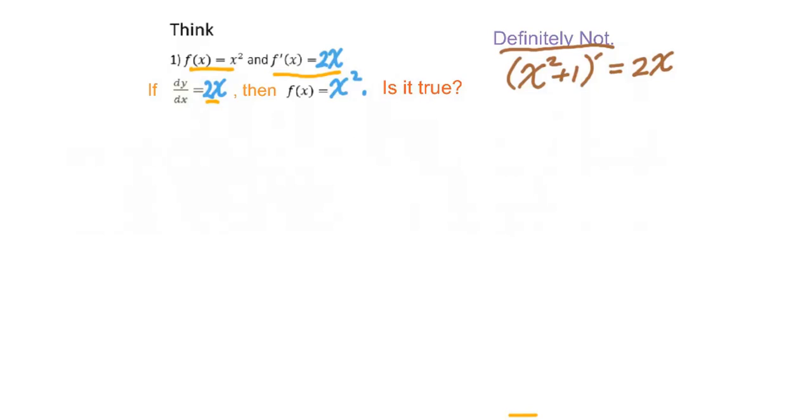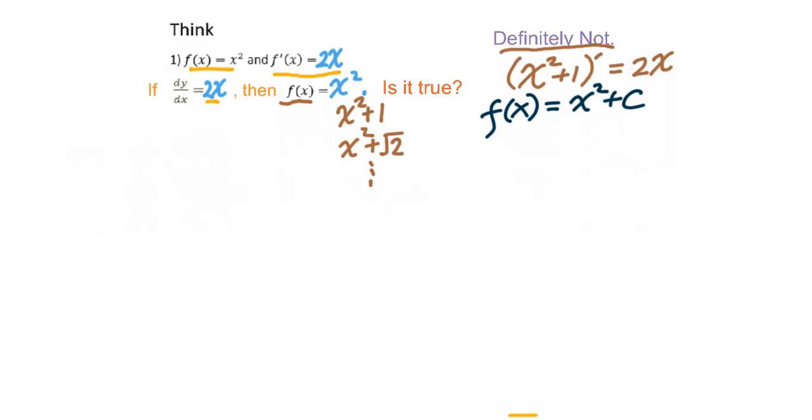In other words, for this f of x, it could be x squared, it could be x squared plus 1, it could be x squared plus square root 2, and so on. There will be infinite solutions to this f of x. But the pattern of the solution is f of x equals x squared plus c. c is all real numbers.